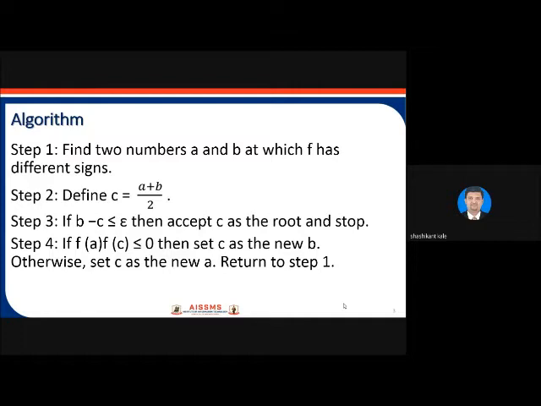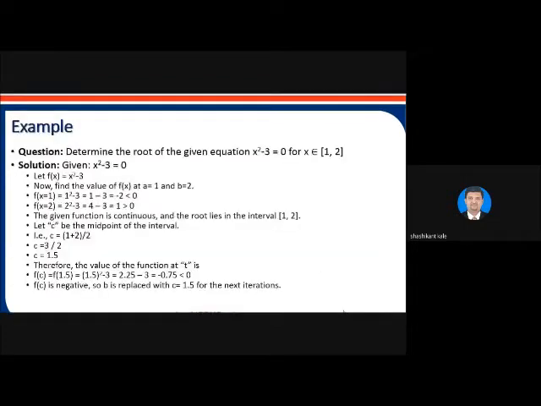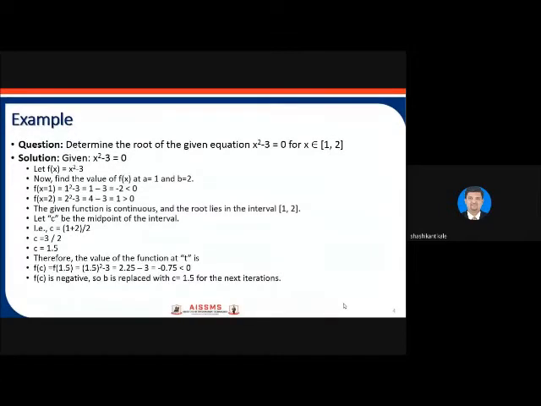So this is the algorithm to execute the bisection method. Let's see an example. Say the equation x square minus 3 is equal to 0, and that is your f function, and x belongs to 1 comma 2. It is given that the roots lie between 1 and 2, and we have to find out what the root is. We are going to close in on the root which lies in between 1 and 2.